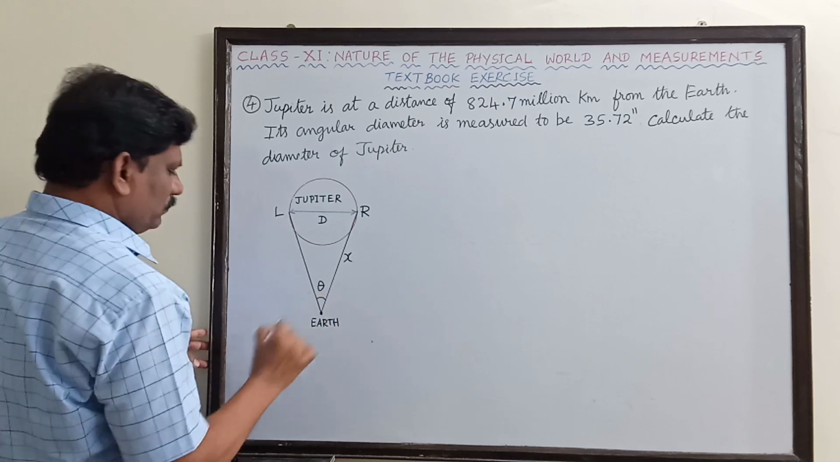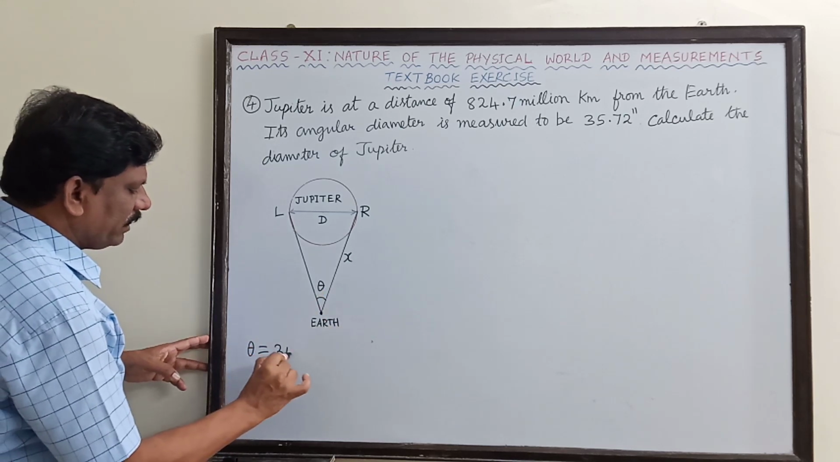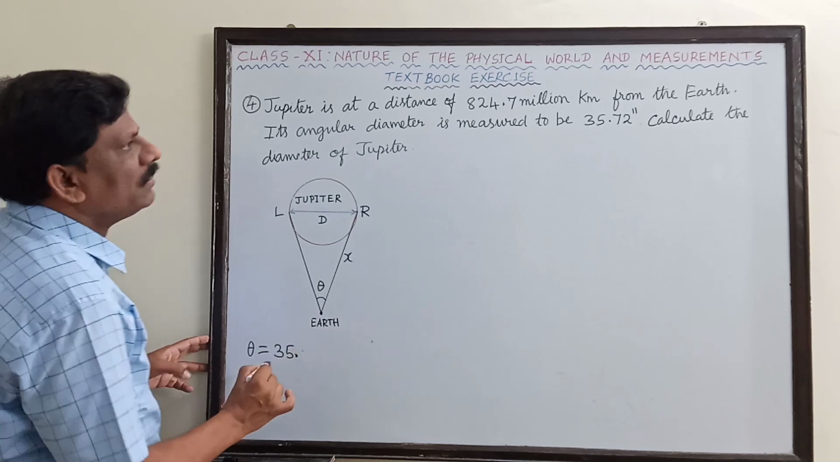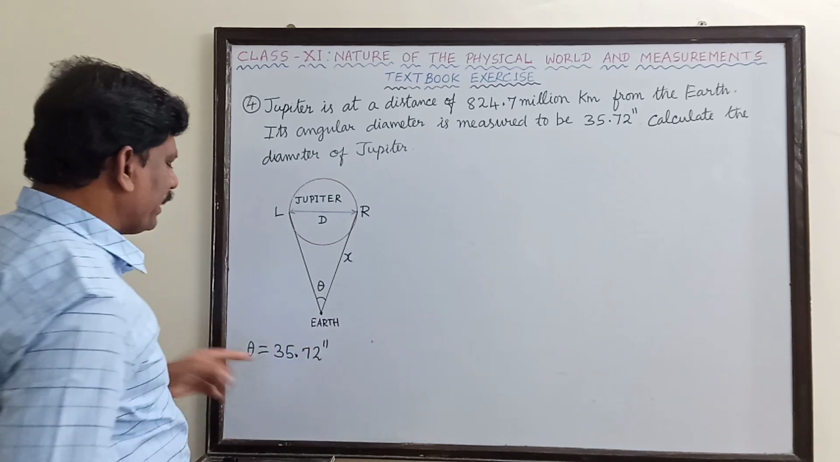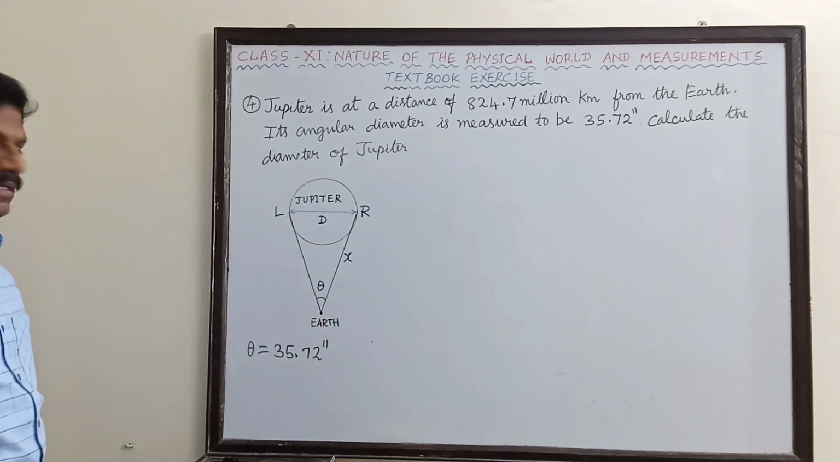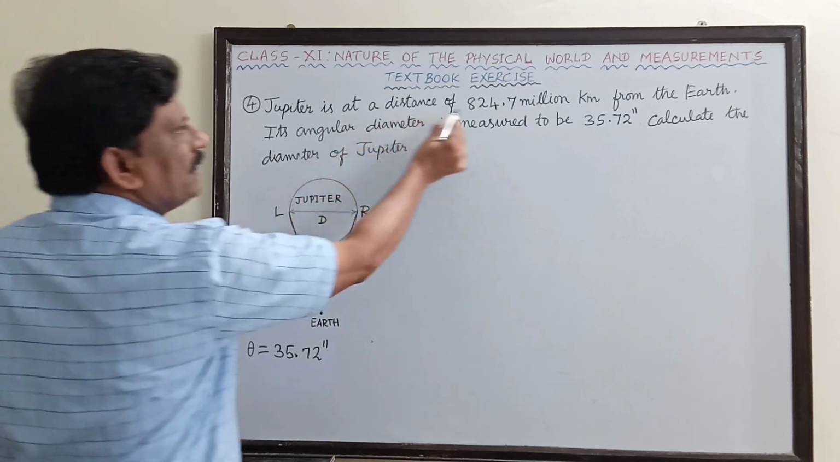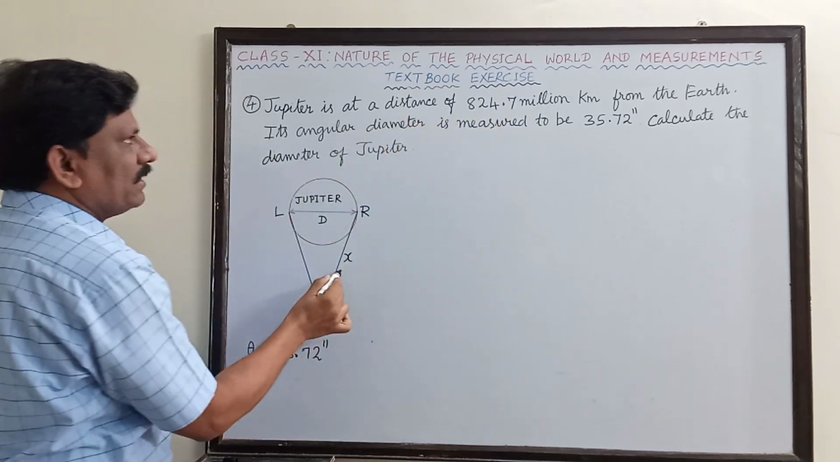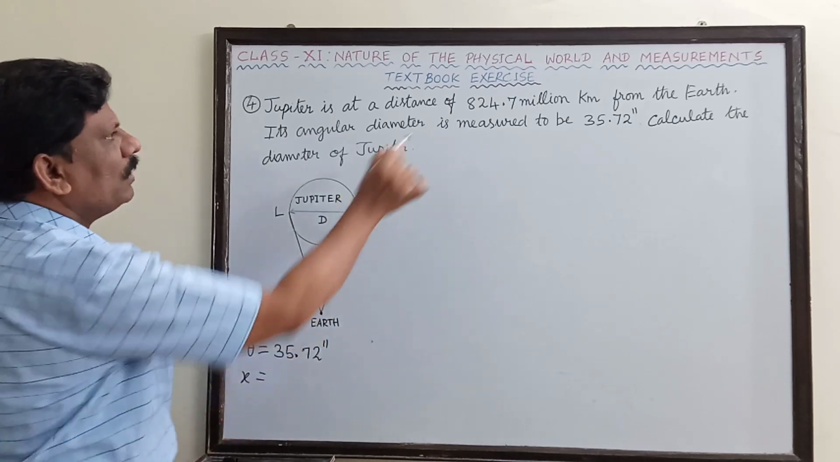So its angular diameter theta is equal to 35.72 seconds. So this 2 prime means seconds. Then what else is given? The distance of Jupiter, that is x.